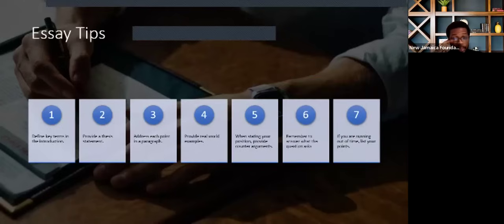Also, when stating your points, provide counter arguments. This is important. You're weighing up debates here, and you're looking at what's more persuasive.